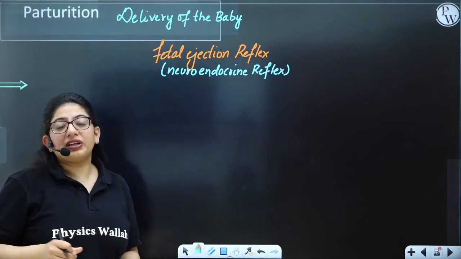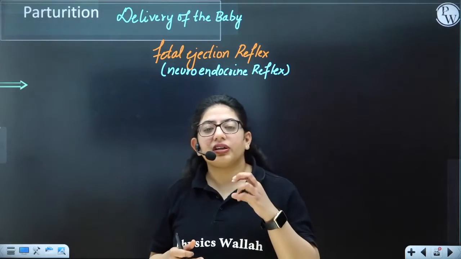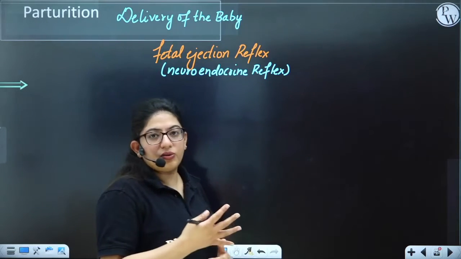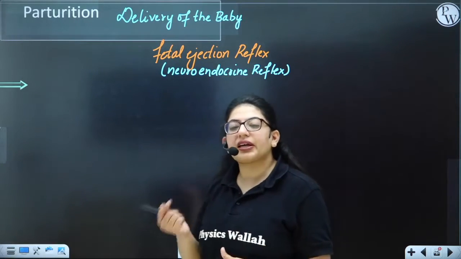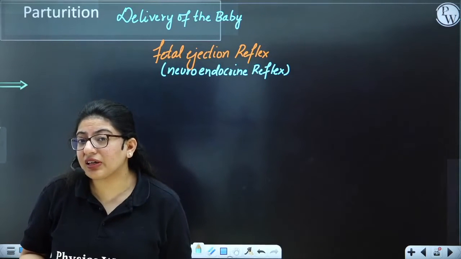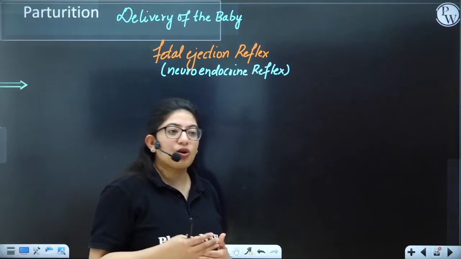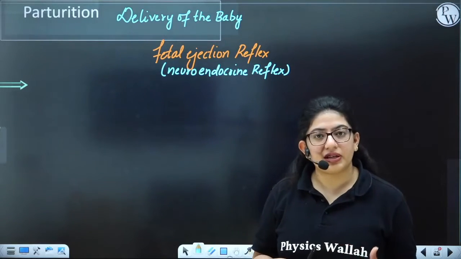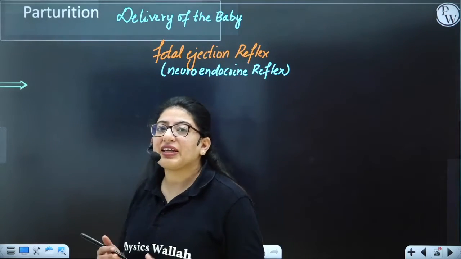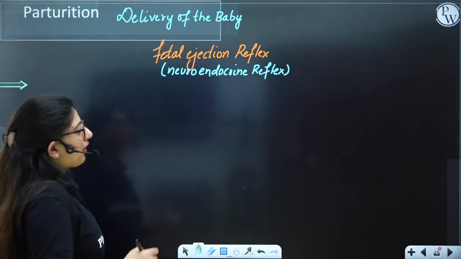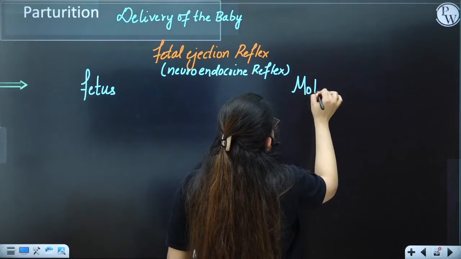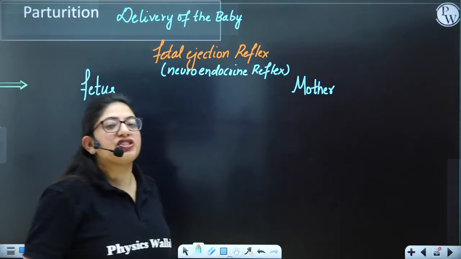Now, during the fetal ejection reflex, who is the one giving the signal for initiation of this reflex? Is it the fetus? Is it the mother who gives the first sign, or the first stimulus? No, both mother and fetus are responsible for initiation of the fetal ejection reflex. So here we have a fetal response, and here we have the maternal, or mother's, response. How are both responsible for initiating the reflex?